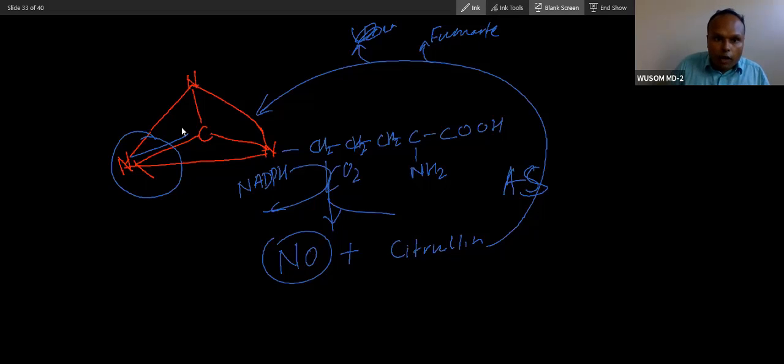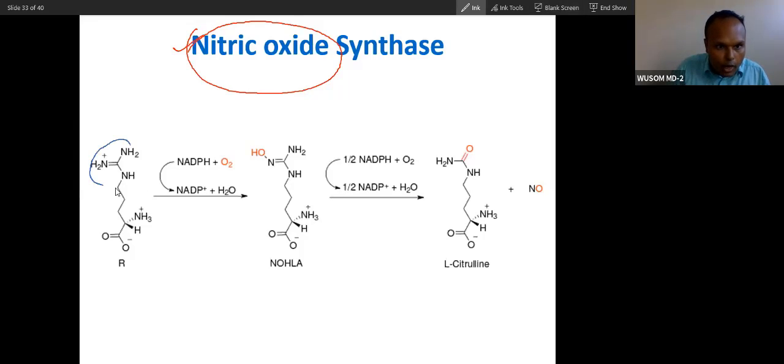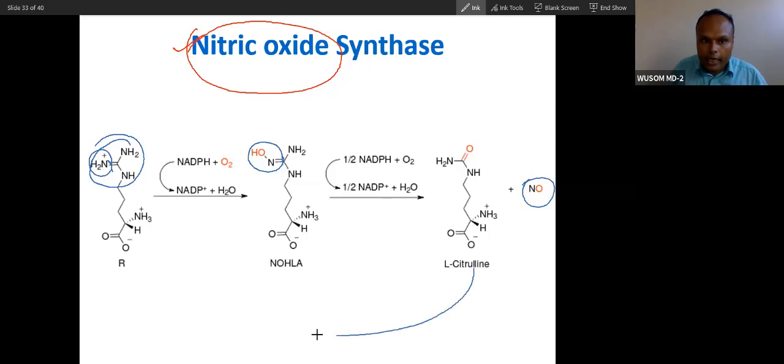So from this group, nitric oxide is formed. You can see here, this is the guanidino group that I told you. Here, this nitrogen is oxidized by NADPH, and after oxidation this will form nitric oxide, and citrulline will form here. So 2 steps of oxidation will produce nitric oxide and citrulline, and this citrulline can again convert into arginine. Arginosuccinate to arginine, and this is a different enzyme.